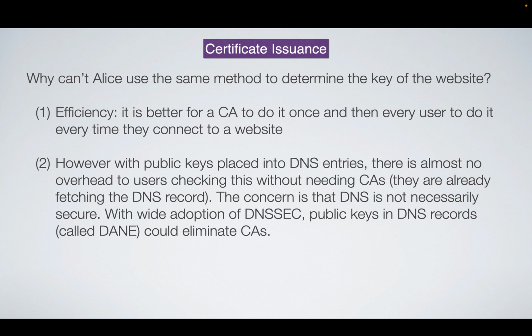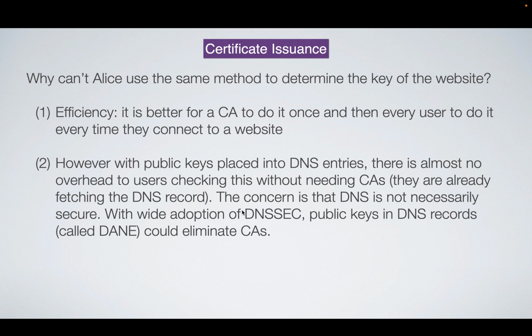All right, so why can't Alice use the same method? Well, for efficiency, it's usually better for a CA to do it once instead of every user doing it. So that applies to all the methods except for the DNS record. And the DNS thing, like I say, it works. It's scalable. We're already checking DNS already. The only concern is that when we ask for DNS things, we don't get it signed unless we're using DNSSEC or some other sort of secure version of DNS, okay?